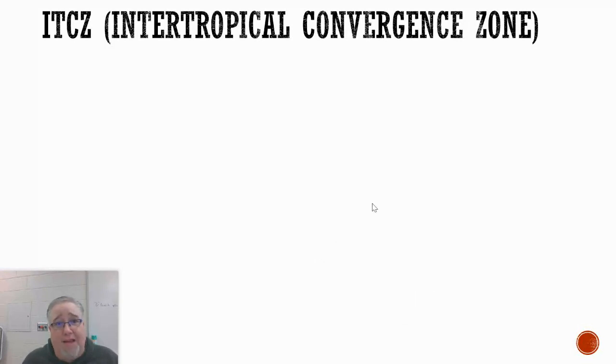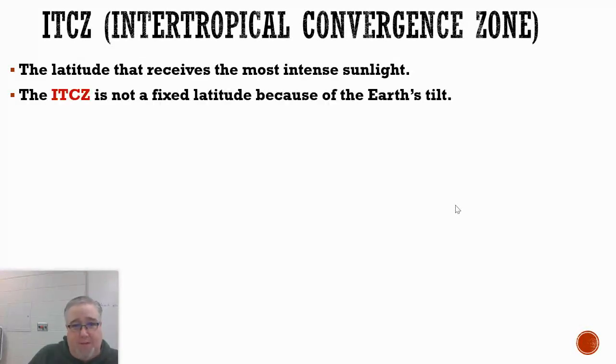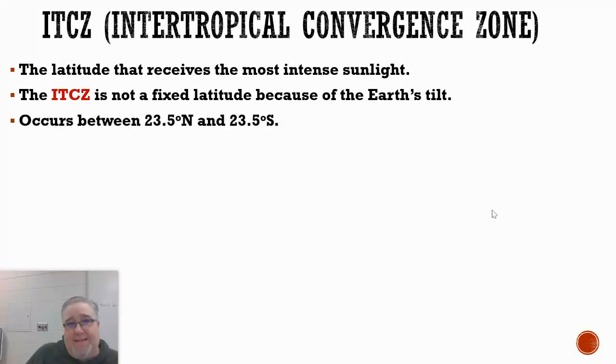All right, this is called the ITCZ. We talked about this a little bit in yesterday's lecture. The ITCZ, I don't want you to confuse this. It's actually a really easy concept. It's called the Intertropical Convergence Zone, and it represents a latitude.